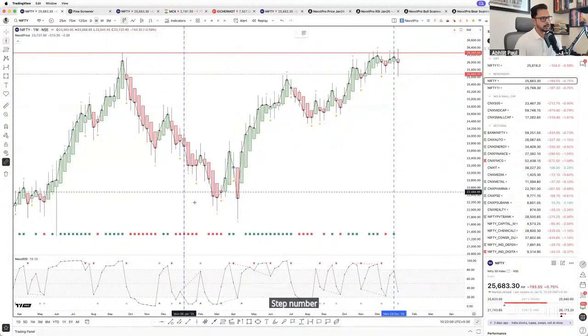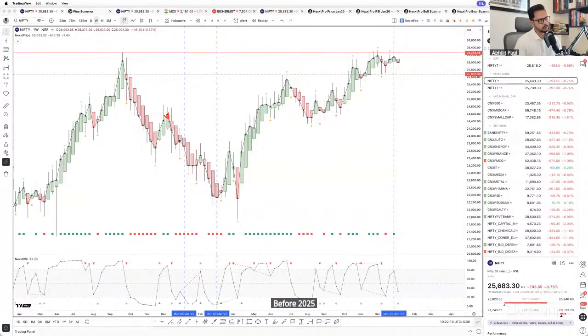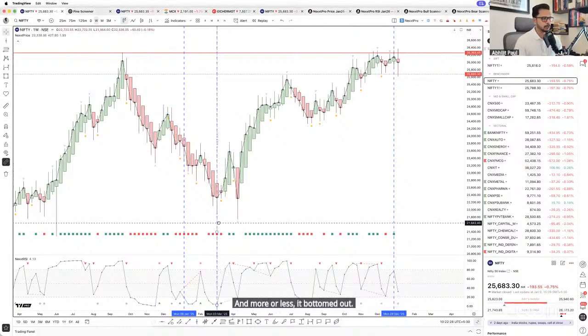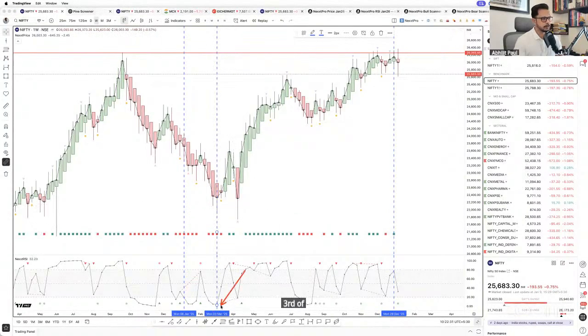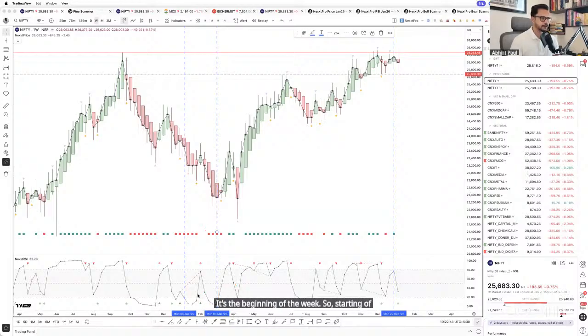Step number one, the first quarter, the first few weeks, the first few months, we're looking at the Nifty weekly chart. Quick reminder, okay? Weekly chart was more sliding down, continuation of what it was doing before 2025 began. 2025 began on a sliding note. It was sliding and it continued the slide. And more or less, it bottomed out here, which was 3rd of March bar 2025. Please remember that TradingView dates are the beginning of the week. So it's always a Monday. So starting of 3rd March.